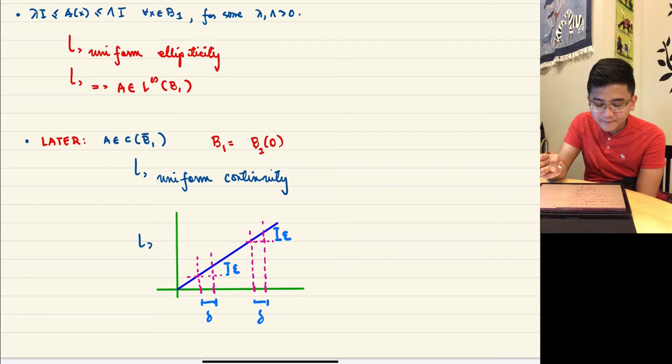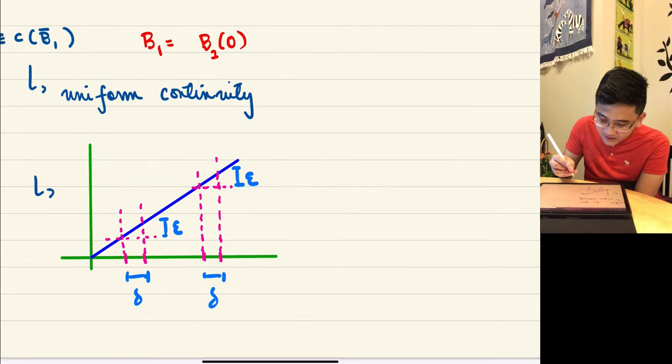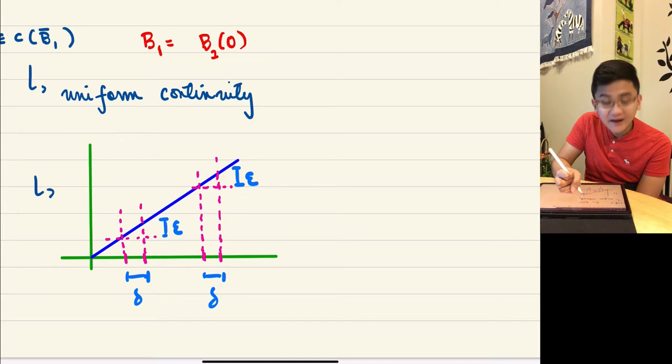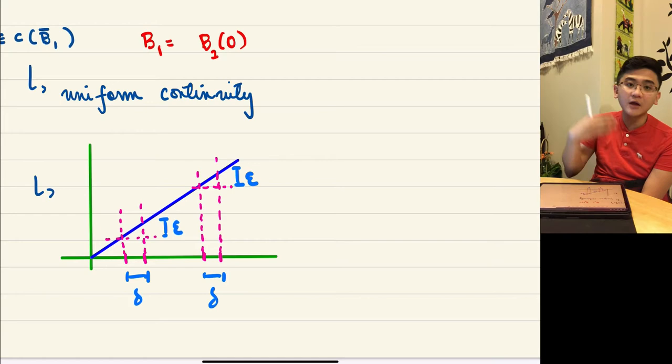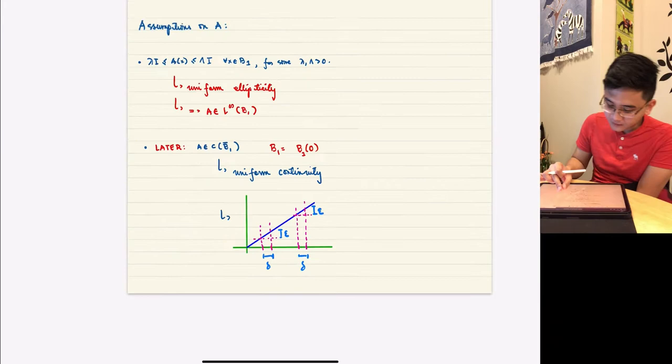And what that means, so I have here a little graph, is, in a very rough way of putting it, that intervals of, let's say, length delta get mapped to intervals of, say, length epsilon, regardless of where you are in the set. So you can move this here, and it still gets mapped to something of length at most epsilon. And note that not all continuous functions have this property.